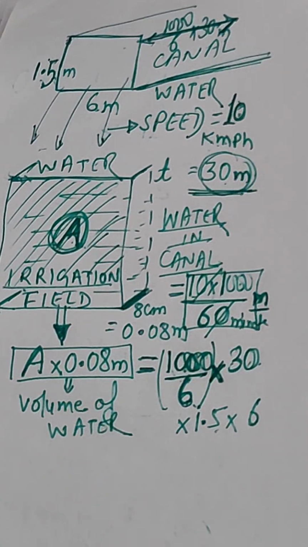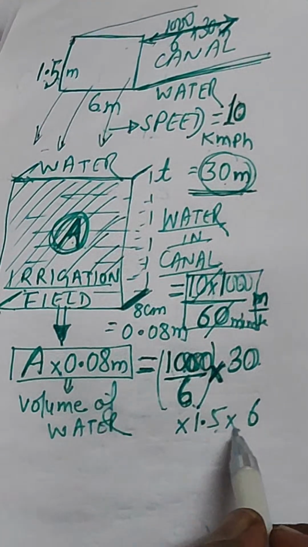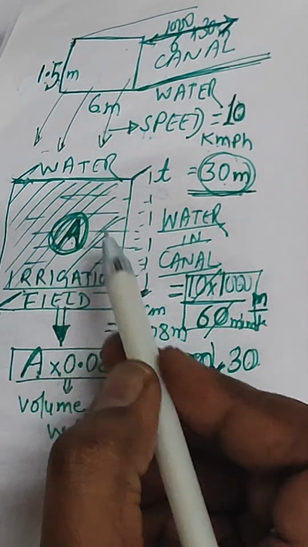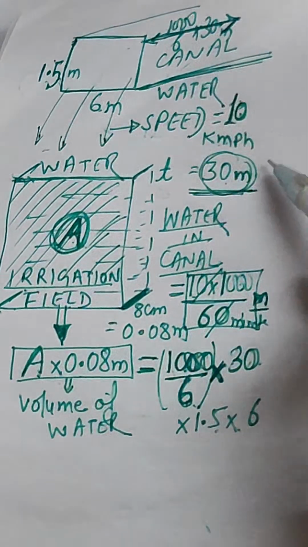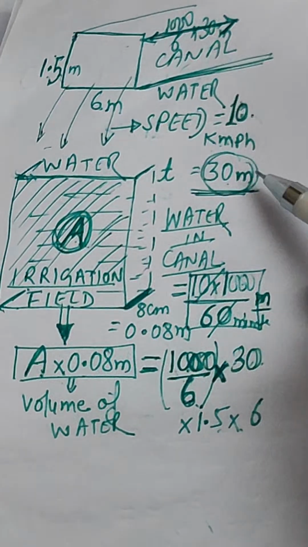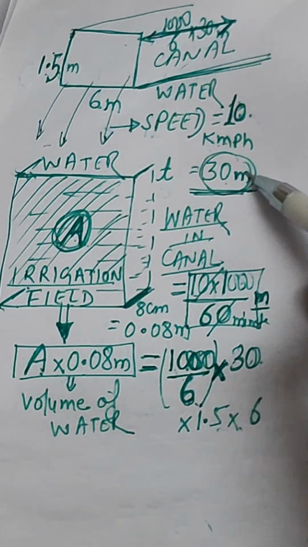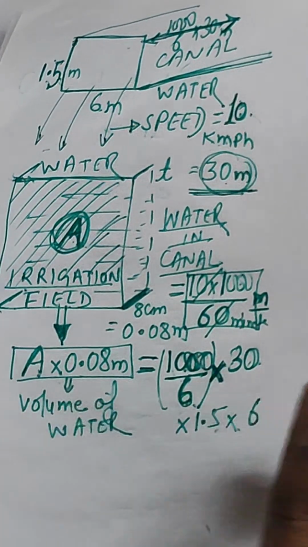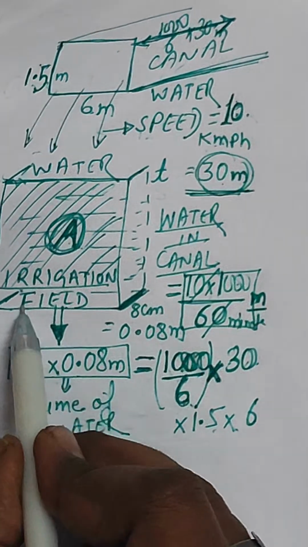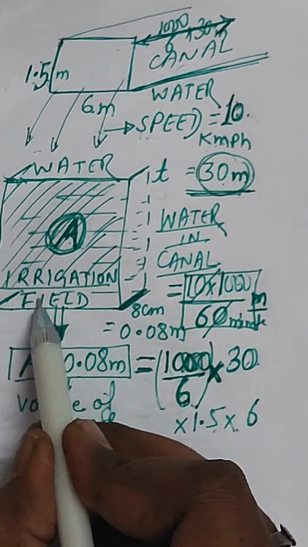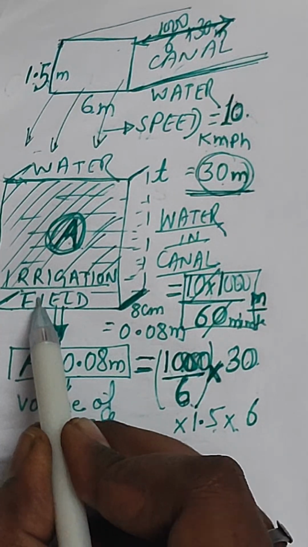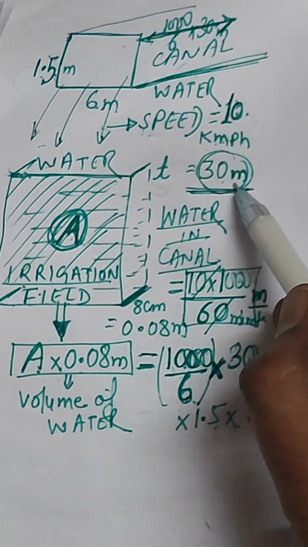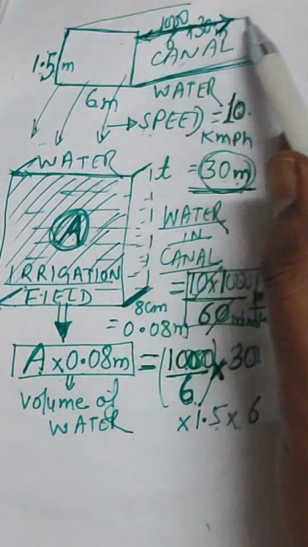So just solve it. You will get the area of the field which will be irrigated through the water flowing at 10 kilometer per hour, with water kept flowing for 30 minutes. I hope you understand this concept, right? Because this will be the volume of the cuboid for the farming field, the irrigation field, and with this speed for 30 minutes we get the height, this one.